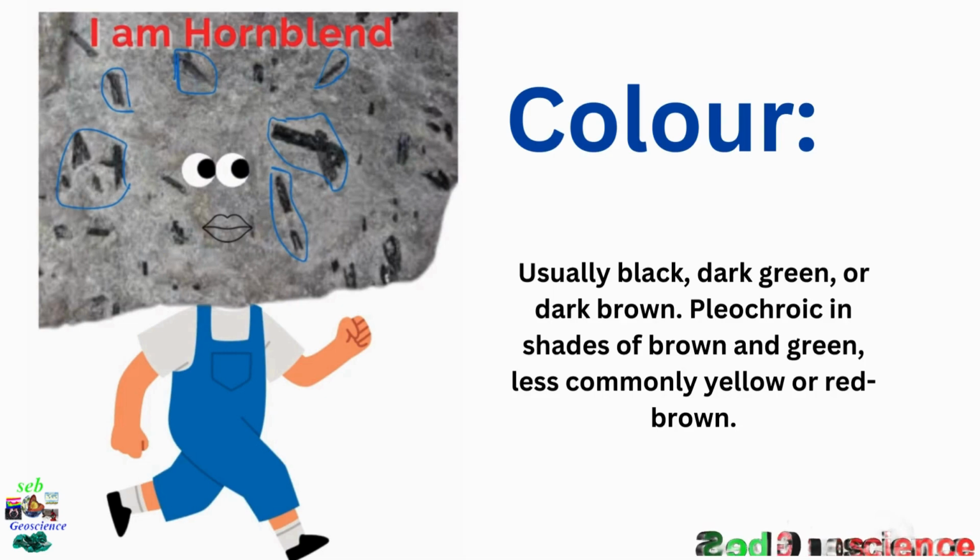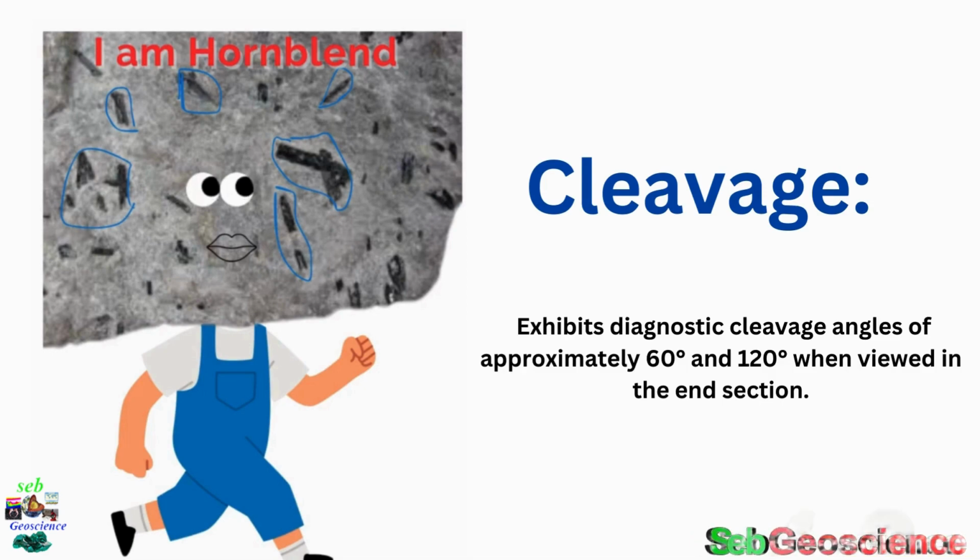The color is usually black, dark green, or dark brown. Most of the time, Hornblende is black. It is pleochroic in shades of brown and green, less commonly yellow or red-brown. Cleavage exhibits diagnostic cleavage angles of approximately 60 and 120 degrees when viewed in thin section. The cleavage for Hornblende is 60 and 120 degrees.